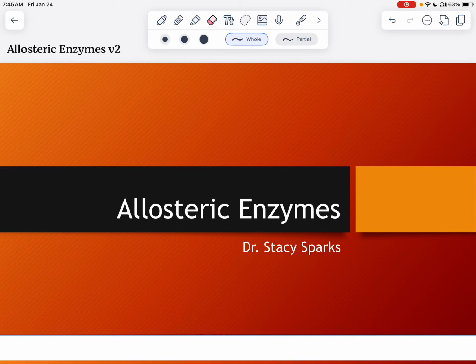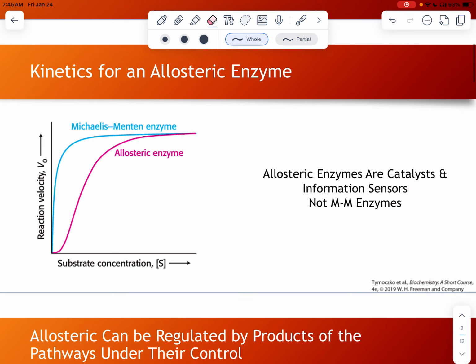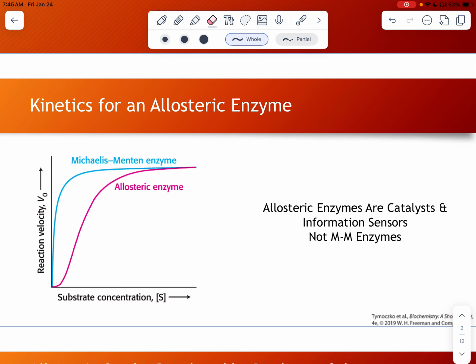All right, in this video, we are going to talk about a type of enzymes called allosteric enzymes. When we looked at Michaelis-Menten enzymes, we saw that we got this hyperbolic shaped pathway, shown in the blue here. And we remember when we talked about Michaelis-Menten enzymes, we talked about this.